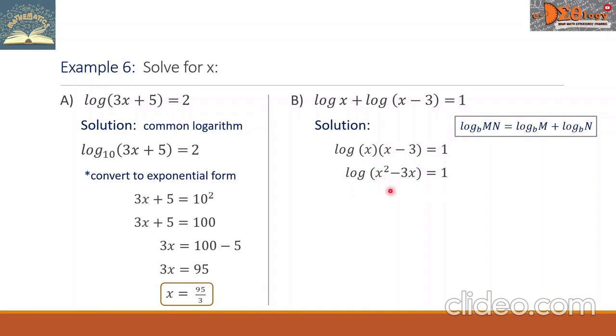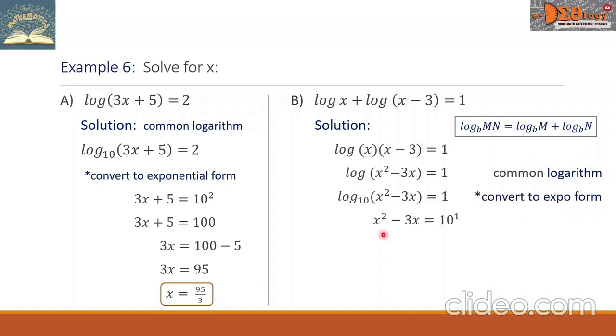Notice that our log here has no base. That means this is a common logarithm. When it is a common logarithm, the base is 10. Let us show now the base 10. And from here, we convert this to exponential form. So we write x squared minus 3x equals the base 10 raised to power 1. Since this is power 1, we can simply remove this. Then let us solve for x. This constant we transpose to the left. So we have negative 10 equals the right side now becomes 0.